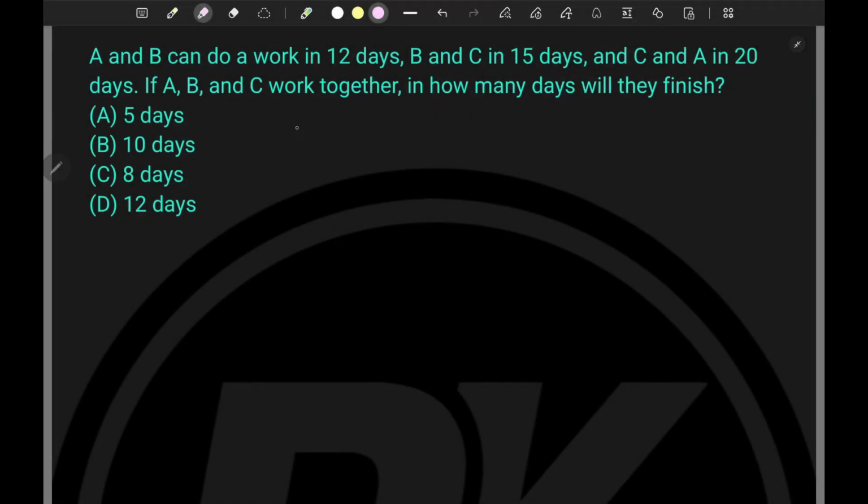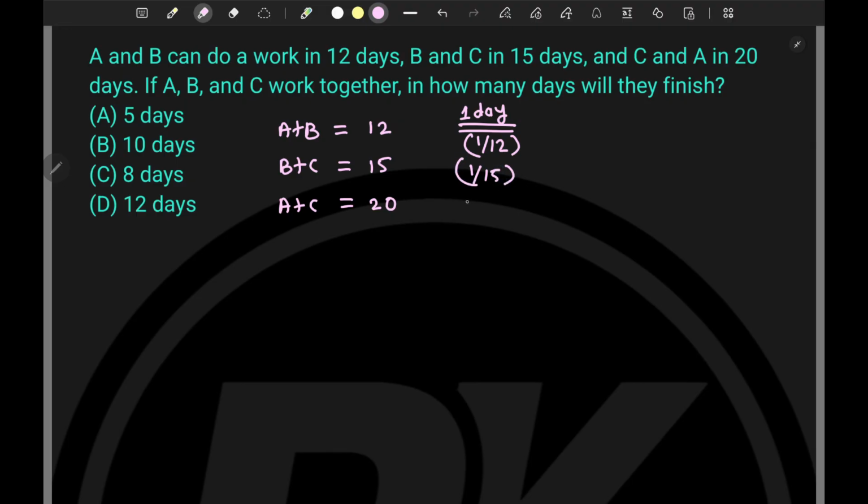Okay, so I'm just writing, A plus B are completing the work in 12 days. B and C are completing the work in 15 days, and A and C are completing the work in 20 days. So tell me, in one day, how much work will be done by A and B? It will be 1 by 12, right? We know that if n number of days are required to complete a work, then in one day it is 1 by n. So similarly, in one day for B plus C, the portion of the work will be 1 by 15.